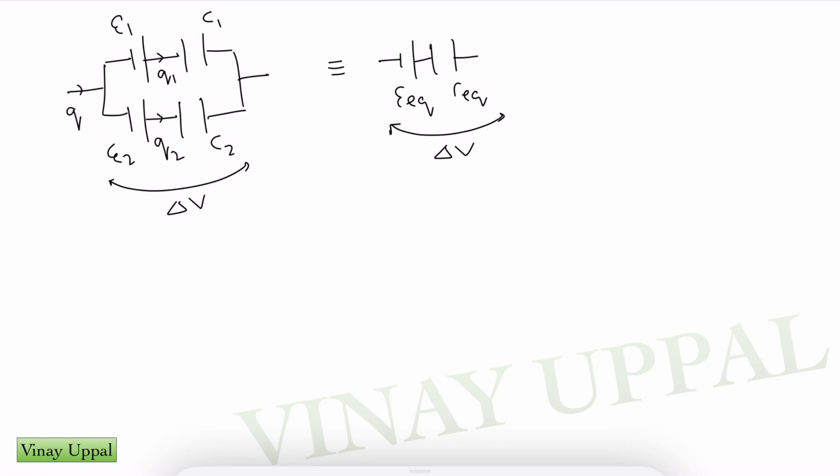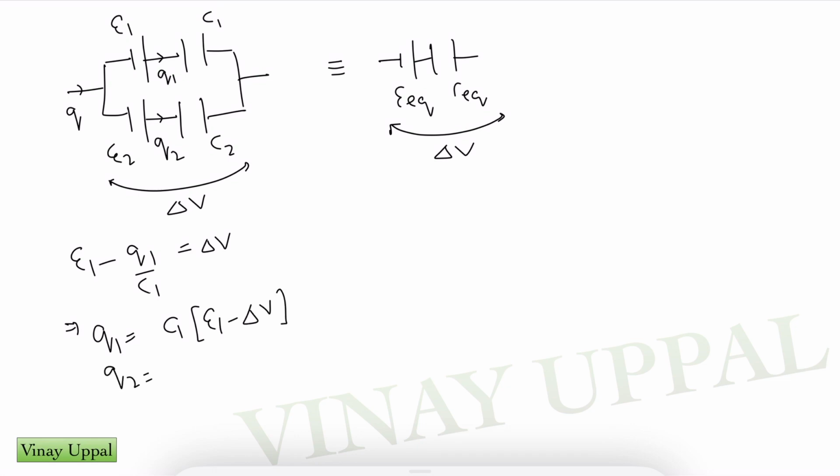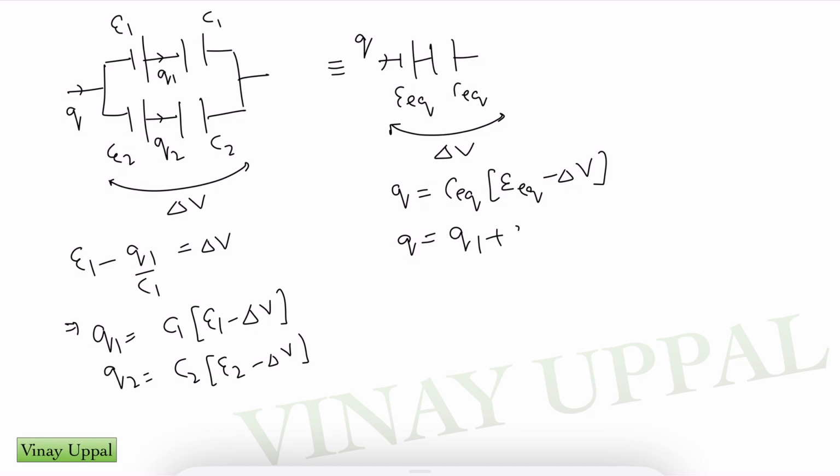So I can have E1 minus Q1 by C1 should be equal to delta V. That means Q1 would be equal to C1 times (E1 minus delta V). Similarly, I can write Q2 as C2 times (E2 minus delta V). And for the equivalent situation, the total charge that has gone to the equivalent capacitance is the same charge that has gone to the entire system of the two branches, which I have labeled as Q. So I should be able to write Q as C equivalent times (E equivalent minus delta V). And therefore now I have Q is equal to Q1 plus Q2. The charge that is coming here is getting split into Q1 and Q2.